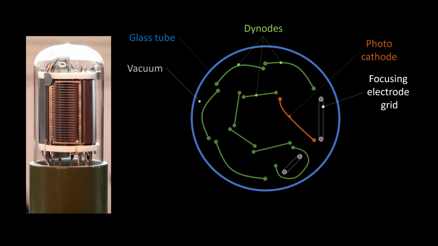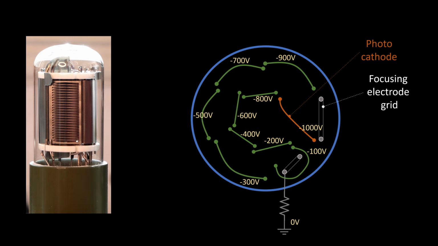And then there are, in this case, a total of 9 so-called dynodes, which can act as amplification stages. And the last component is the anode, which is a wire grid electrode looking sort of similar to the focusing grid. Each of these elements is placed at a specific voltage, and here you can see how these voltages are distributed over the different elements.